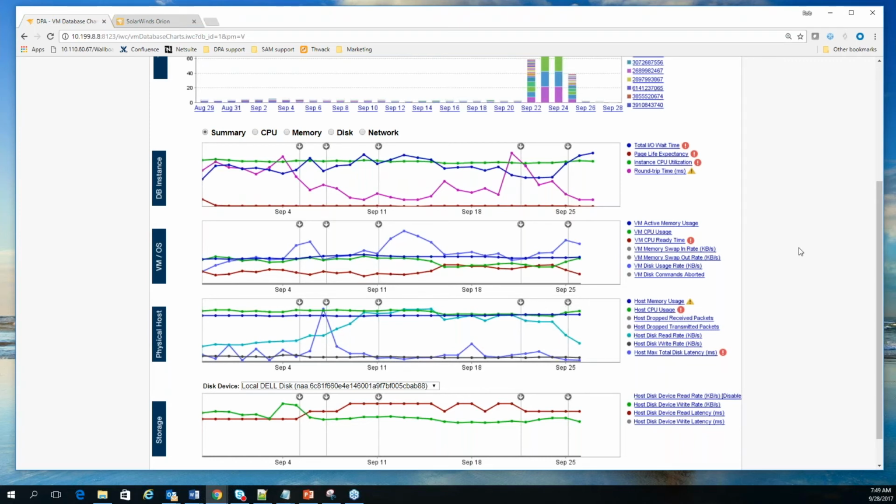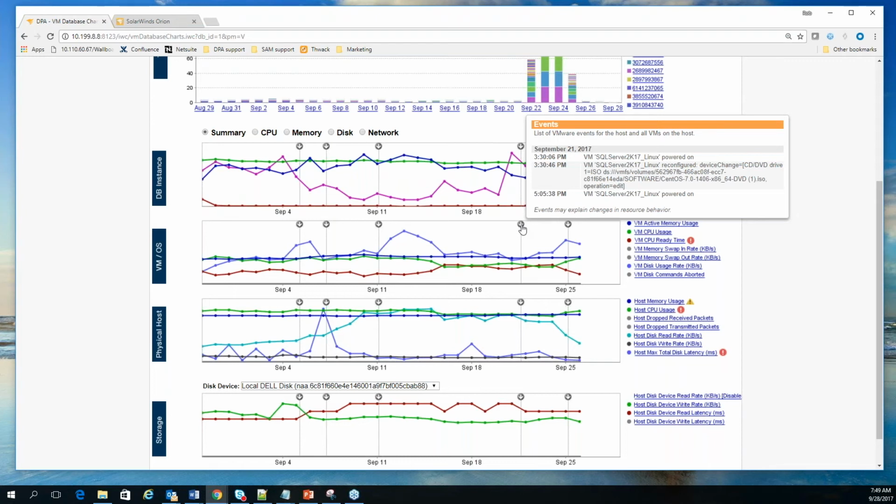Like vMotion or something like that? Another VM popping onto the same host? No, exactly. That is exactly right. So if those kind of changes occur, we will annotate them here within this chart. So if I hover over this arrow, it gives me a list of the events that occurred, like things being powered on, powered off, vMotion events, exactly.